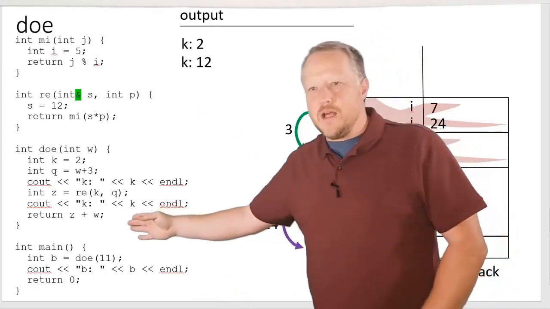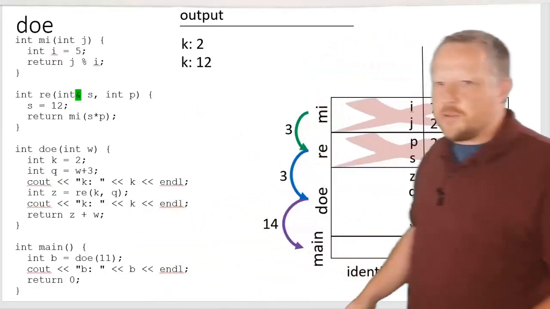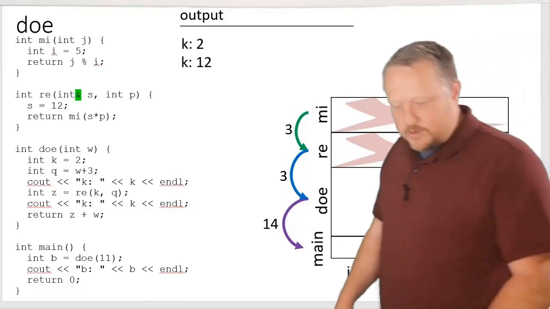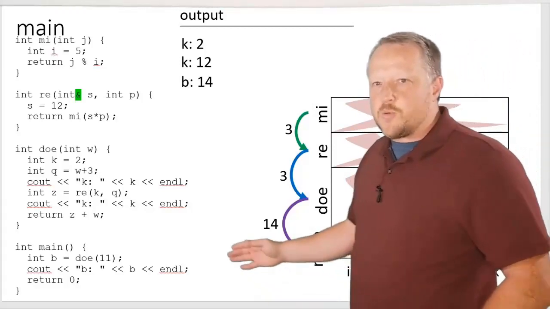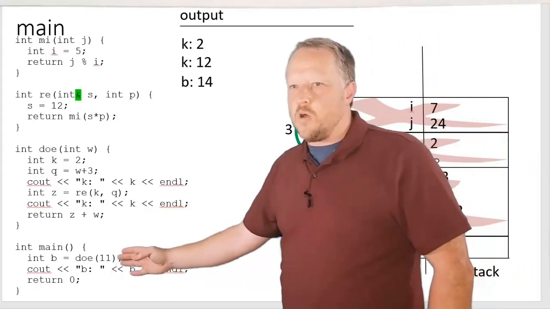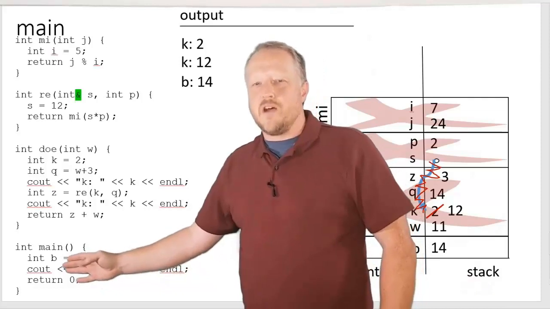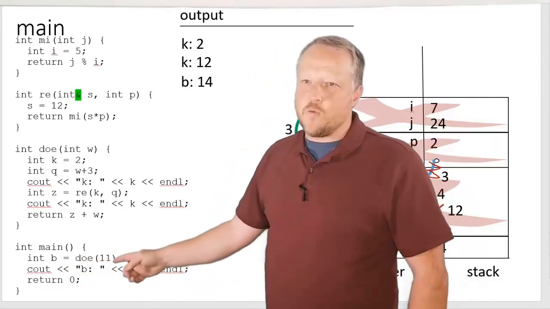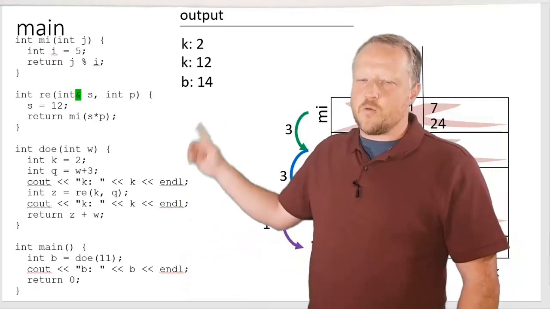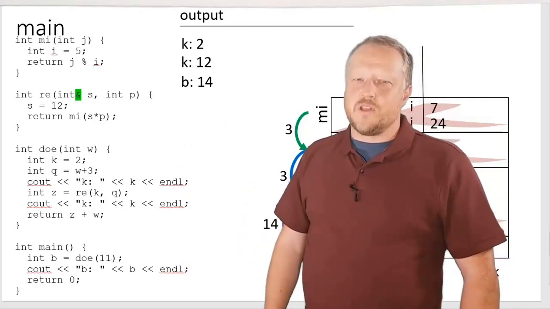And then we finally return z plus w. So that z is 3, w is 11, that equals 14 obviously. So when we finally get back to main and we've done all of this, do 11, finally that's going to be crossed out, equal 14. Int b is going to be 14, we display our 14, and we're done.